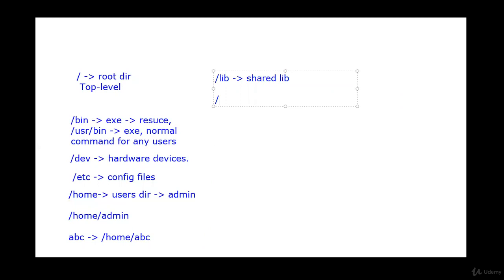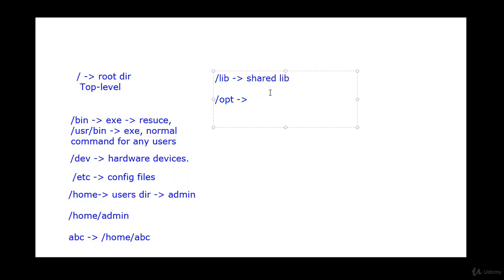Another is /opt. Whatever third party software or program we install, those packages reside in /opt. All right, so if you try to install Chrome, all my Chrome related files will get stored in /opt, which is not pre-installed by the standard Linux operating system.